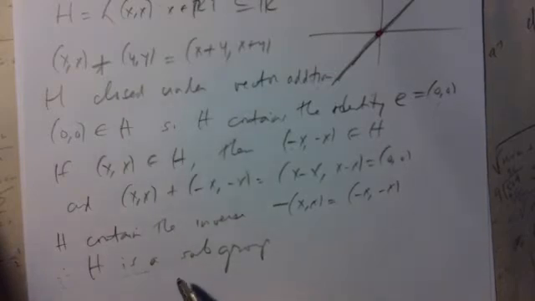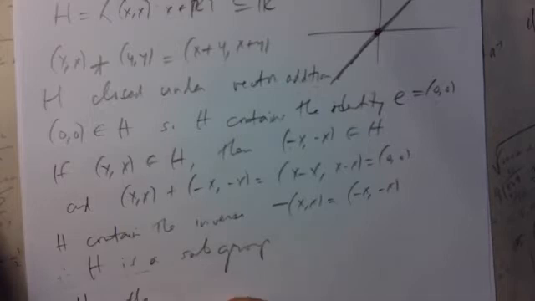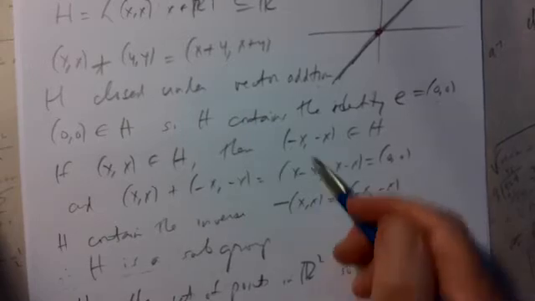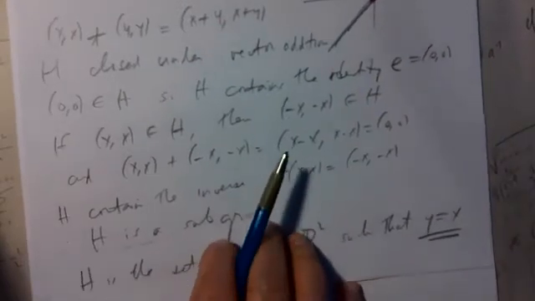Again, if you wanted to describe this in terms of high school algebra, H is the set of points in the plane R2 such that y equals x. Right? That's just the line y equals x.